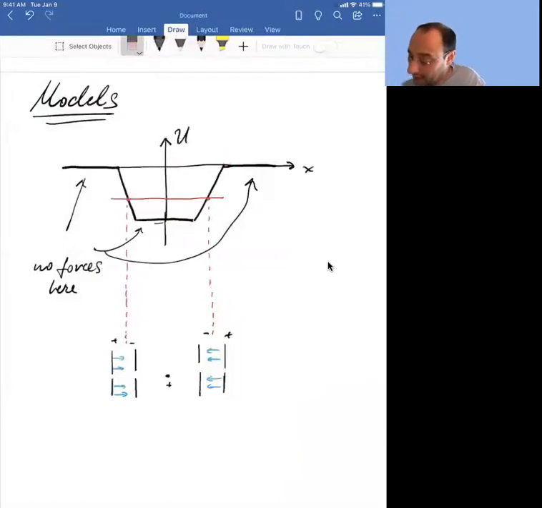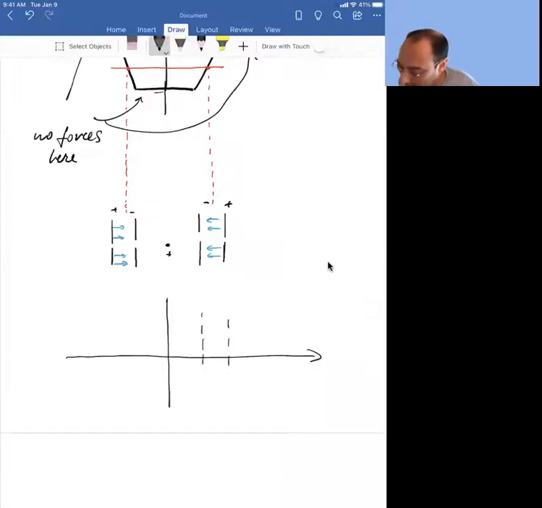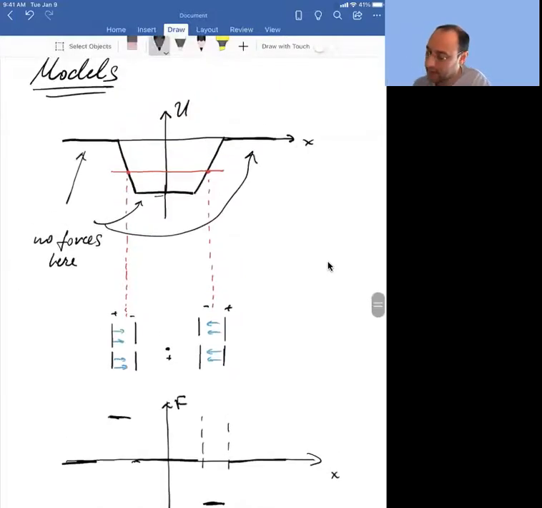So if I plot the force versus x, within this region I have a negative force. Then here I have a positive force. And I have a zero force here, and a zero force here, and a zero force here. You see, that's the force, and this is the coordinate. So here's the potential energy, and here's the force. Do you see how everything fits together?